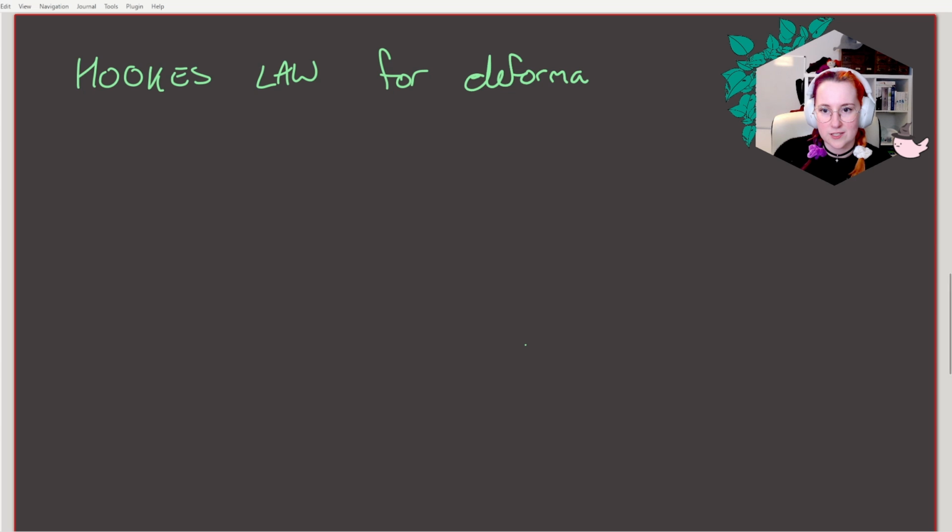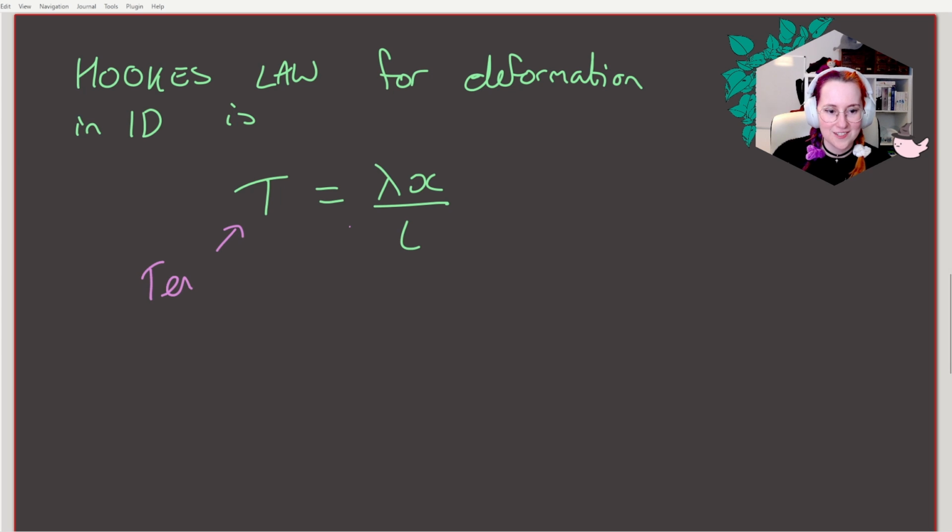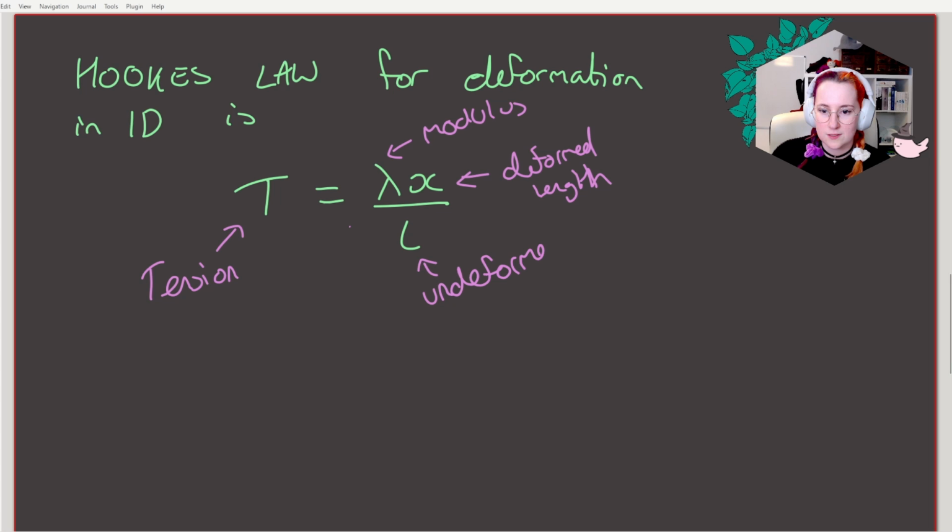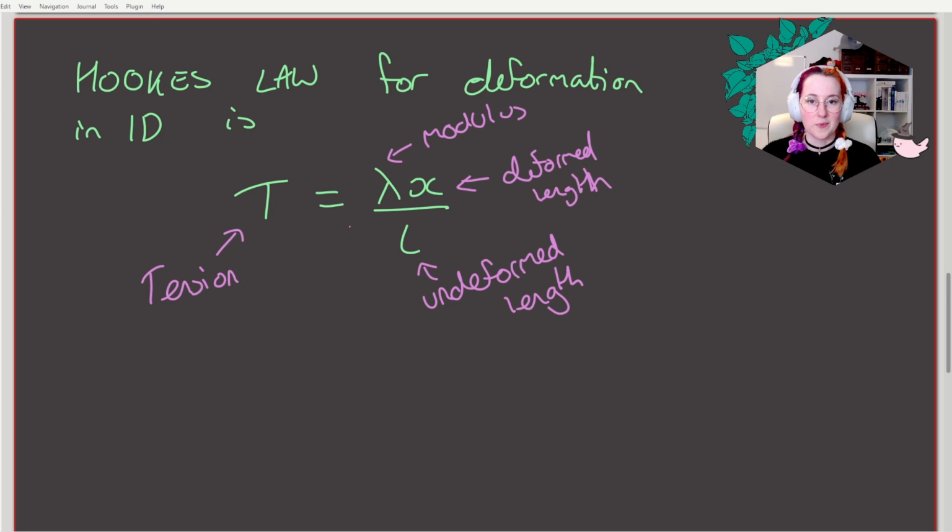So all that to say that Hooke's law for deformation in 1D is T equals lambda x over L, where, just as a reminder, this is the tension, this is your modulus, so your measure of how stretchy something is, this is deformed length, and this is undeformed length. Okay. If my handwriting is getting too bad, do tell me and I'll slow down.